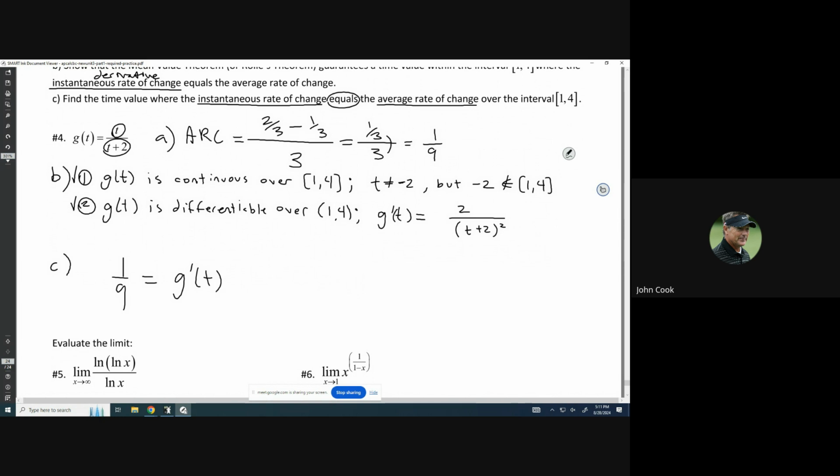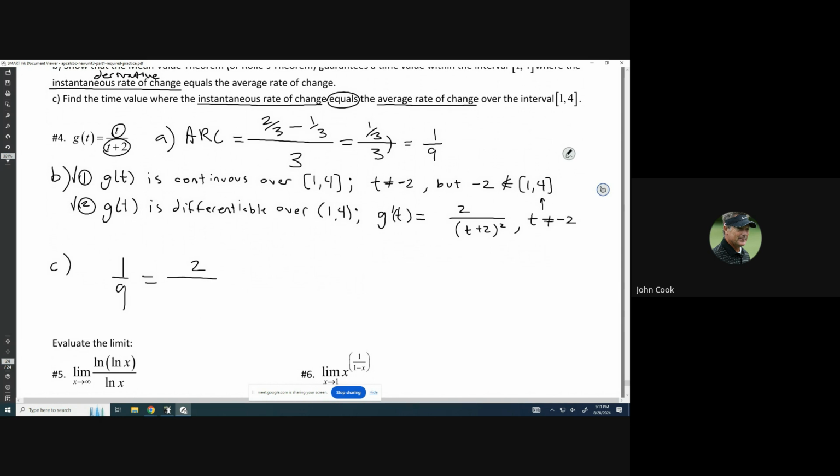So where's the only place that I can't find a derivative? I can use any t value that I want except for one value in here, right? t is not allowed to be equal to negative 2. But again, is negative 2 in the closed interval or the open interval? No, it's not. So that means that it's differentiable in the interval. Okay, so now that I found my derivative function, I can plug that in over here for part C.